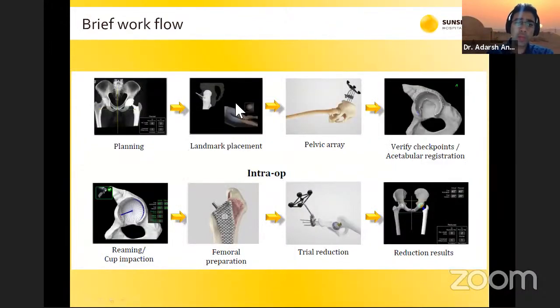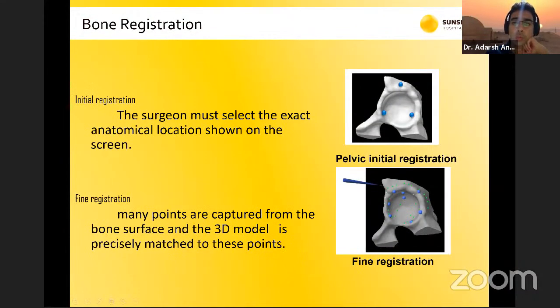So we spoke about the planning, the landmark placement, I mentioned the pelvic array placement. Now we're going to speak about the verification of the checkpoints. Okay. So you first have an initial registration where you have 3 dots, 3 big bubbles that you have to try to mark. This has to be very exact. This model is going to be recreating what CT scan you have entered into the robot. So you have to be very spot on to tell the robot exactly where is posterior, where is anterior, and where is superior.